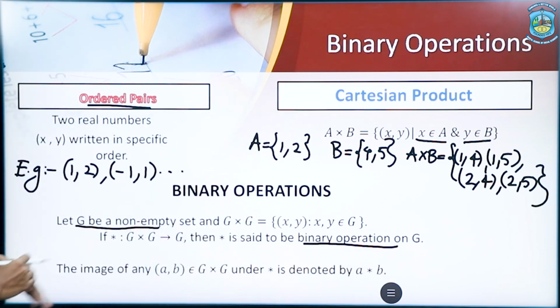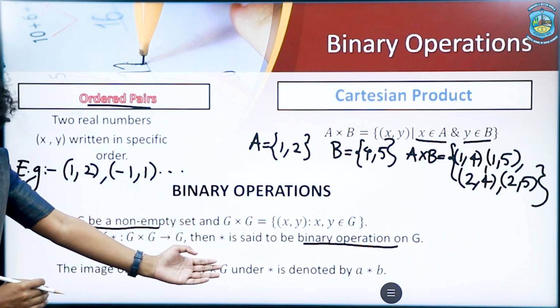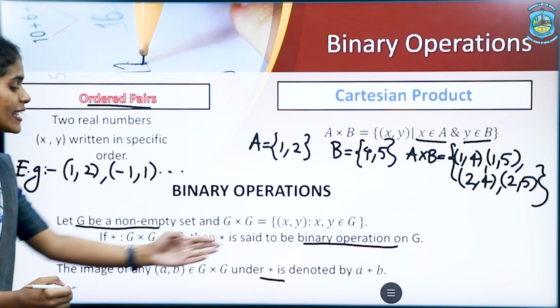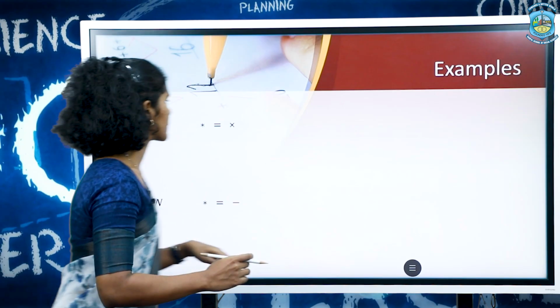The image of any ordered pair (a, b) belonging to the Cartesian product of G under the operation star is denoted by a star b. Now, we may see some examples.